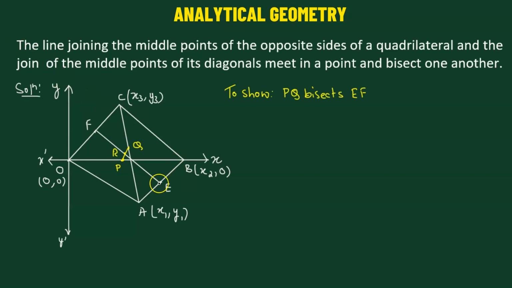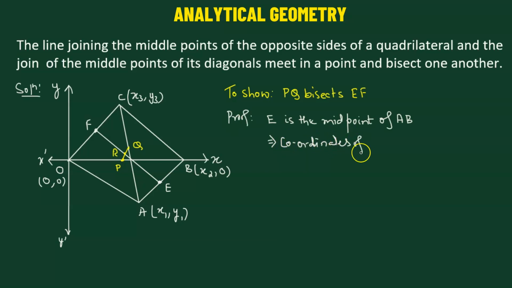We'll begin by first computing the coordinates of E and the coordinates of F. Now clearly E is the midpoint of AB, which means that we can easily find the coordinates of E. Let's begin with the x coordinate: we'll take the sum of the x coordinates of the endpoints, A and B, so that's x1 plus x2 divided by 2. To find the y coordinate, we'll sum up the y coordinates of A and B and divide by 2, and that means it will be simply y1 over 2. So that's going to be the coordinates of point E.